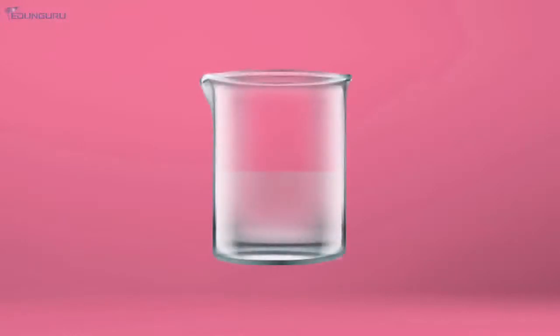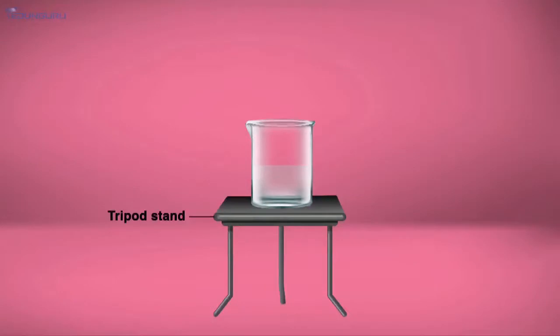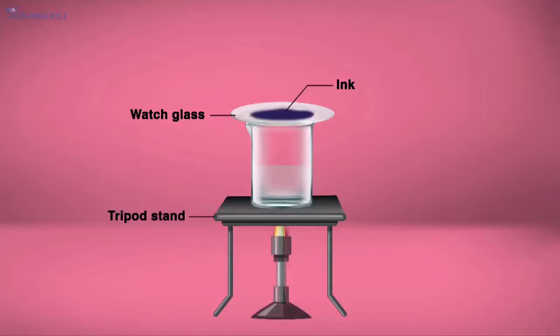Now, let us see, if we want to separate a dye from an ink, what method should we use? Here, let us take a beaker, fill it half with water and place it on a tripod stand. On the mouth of the beaker, we will place a watch glass. In the watch glass, we will place the ink. And now, let us heat this apparatus.